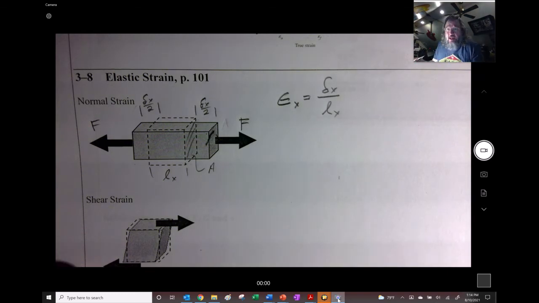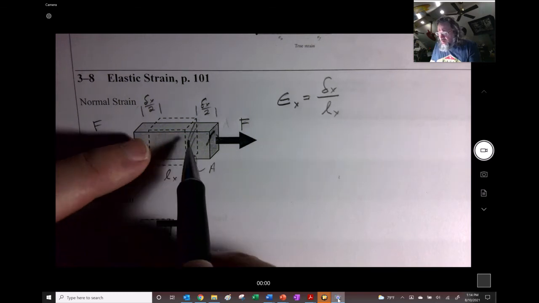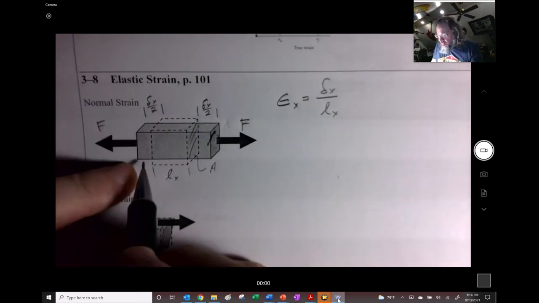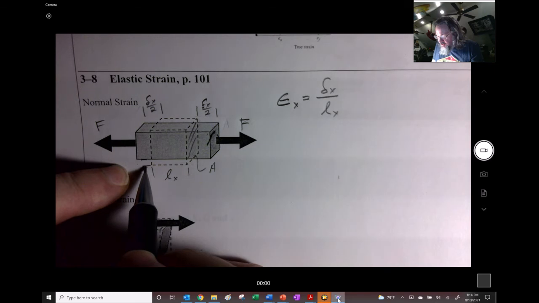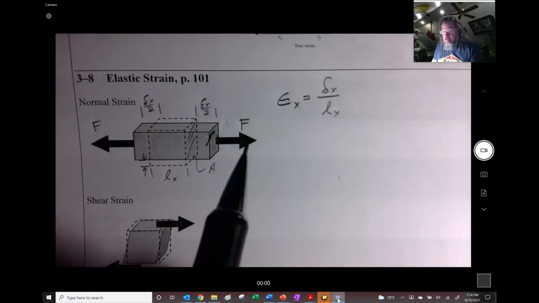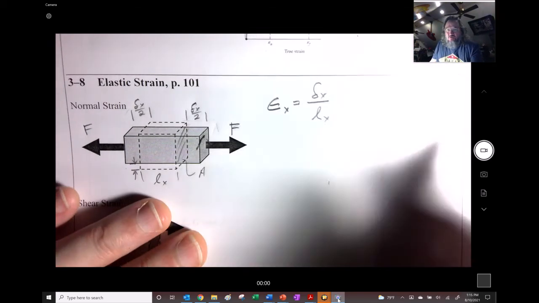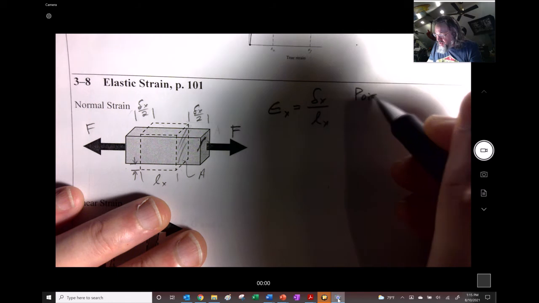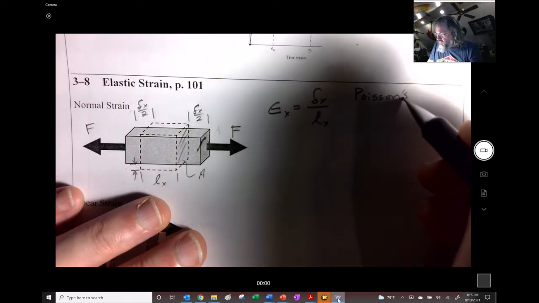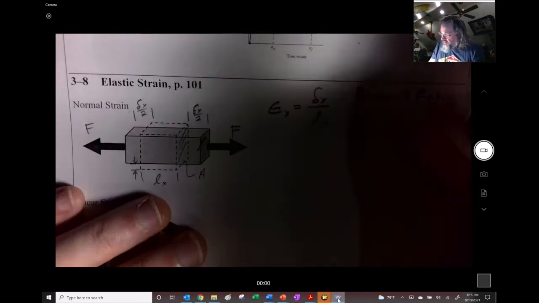Now, you might recall from this picture that I made, you could see that not only does it strain in that direction, but it also strains in this direction too, right? It has now gotten smaller, because sometimes, though it's not exactly true, the volume has to kind of stay the same. So you're pulling it in one direction, so it has to shrink in another. And we know that relationship is something called Poisson's ratio. And I always think poison for some reason, not ratio.